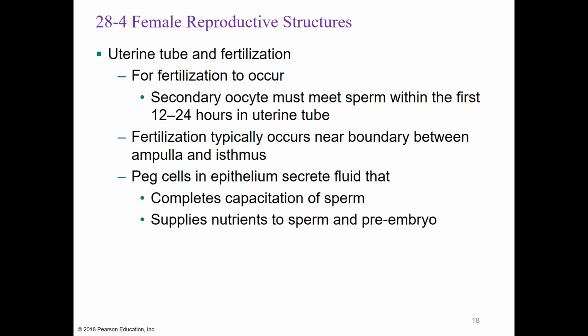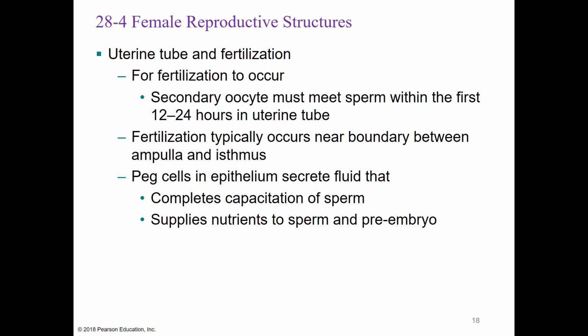It's typically going to happen near the boundary between the ampulla and isthmus. So the biggest thing you should be taking from this is that fertilization must happen in the fallopian tube. It doesn't happen in the uterus. It's got to happen in the fallopian tube.